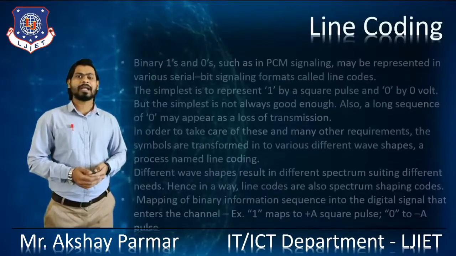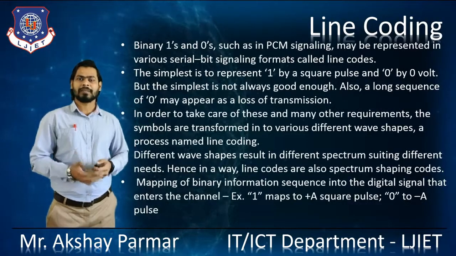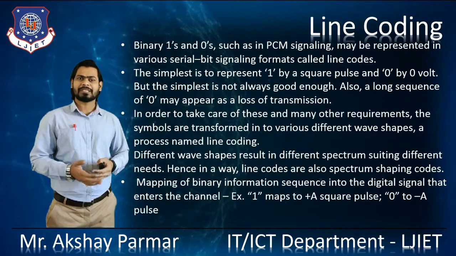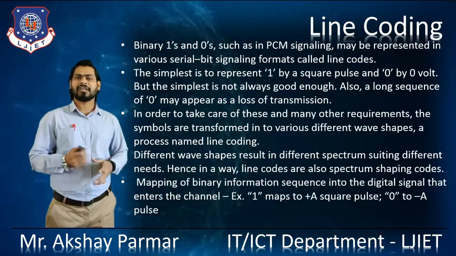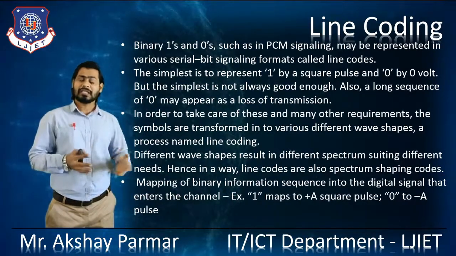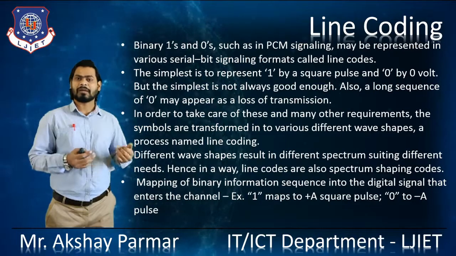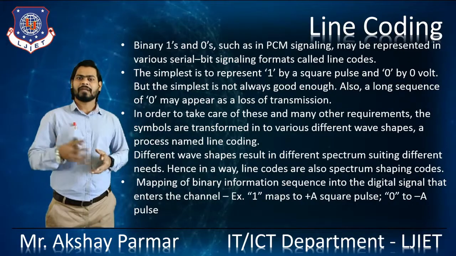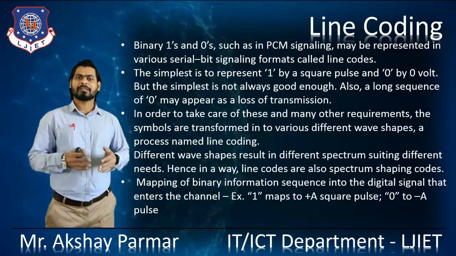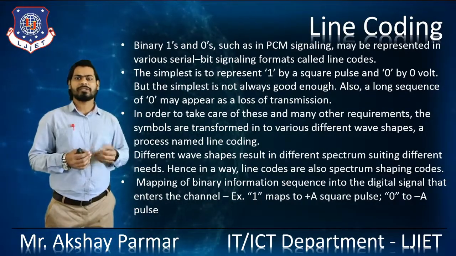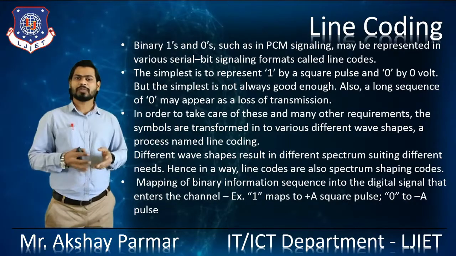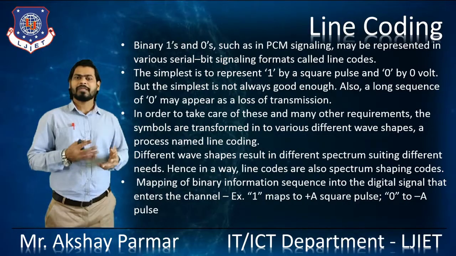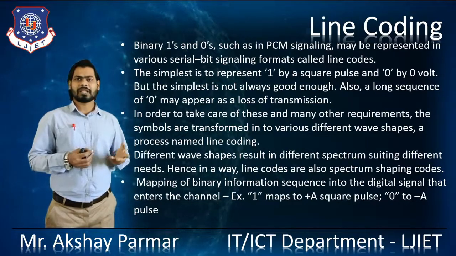So what do we mean by line coding techniques? Binary ones and zeros, such as in PCM signaling, may be represented in various serial bit signaling formats, which are called line codes. The simplest way to represent the bits is 1 by a square pulse and 0 by zero voltage. But the simplest one is not always good enough, as a long sequence of zeros may appear as a data loss in the transmission.